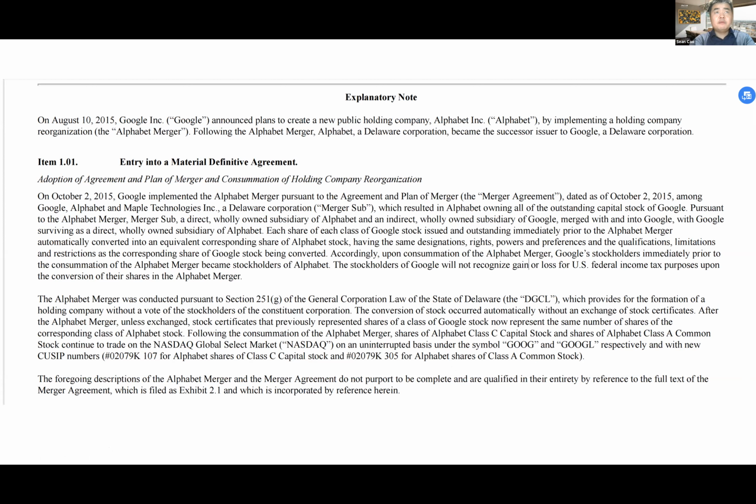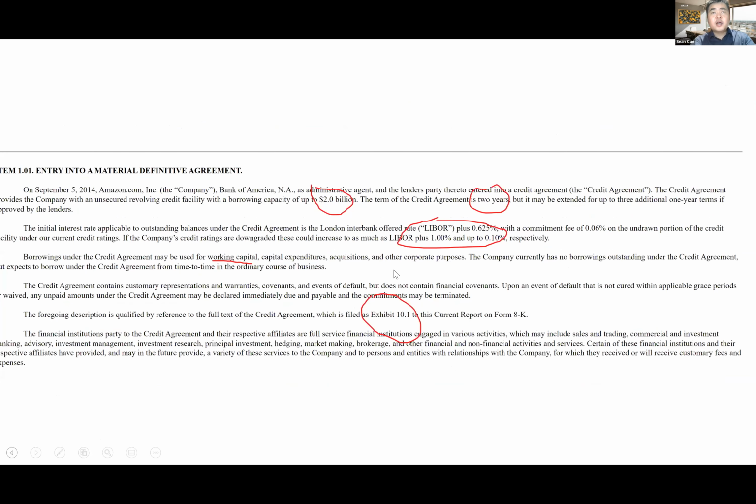This is about 1.01. Basically, it's about a material contract or material agreement between the company and some other parties. You guys can use that to get a lot of information. For example, for the loan contract, you can get the loan amount, the duration, the interest rate, and what they borrowed the loan for. You can get a full loan contract.